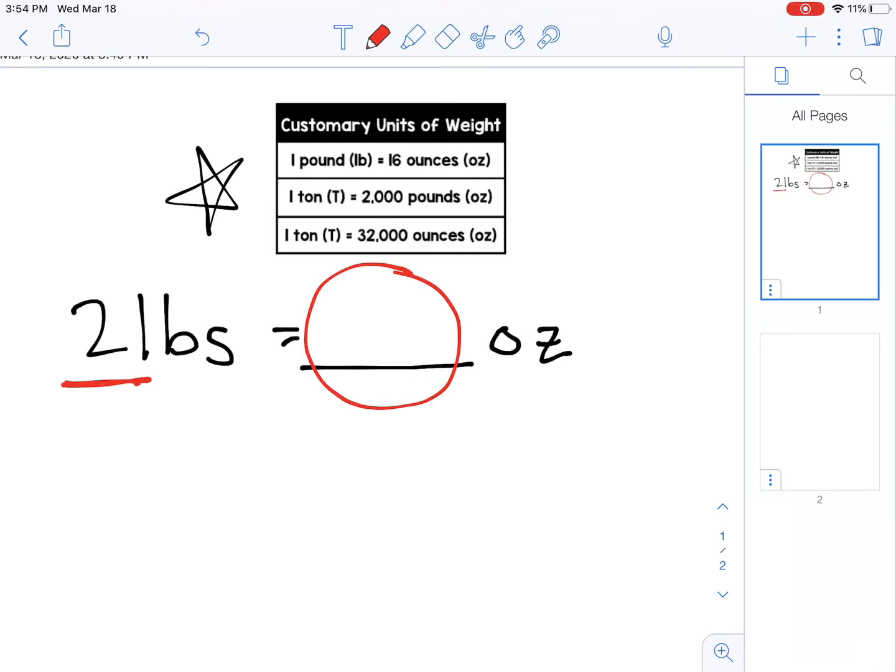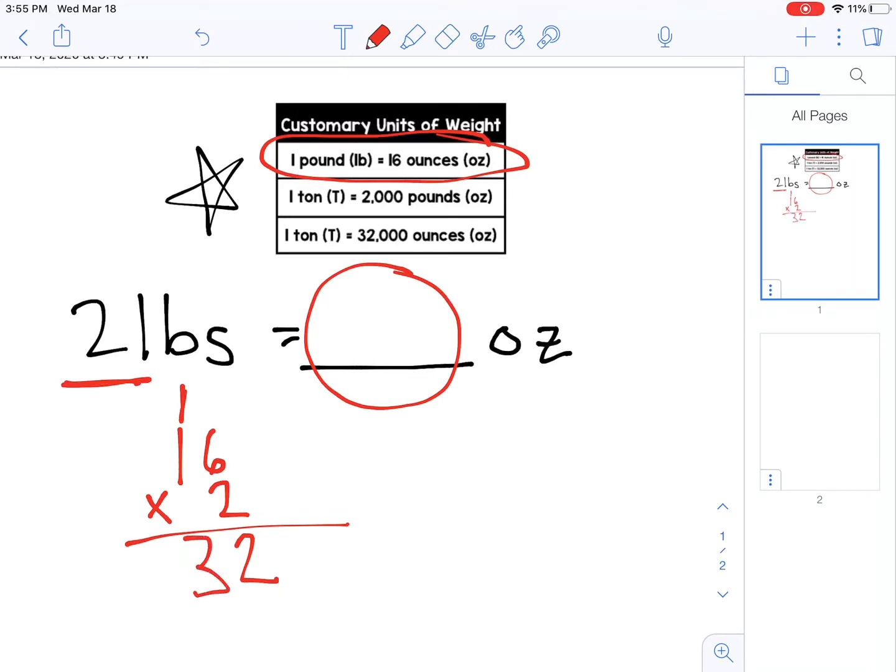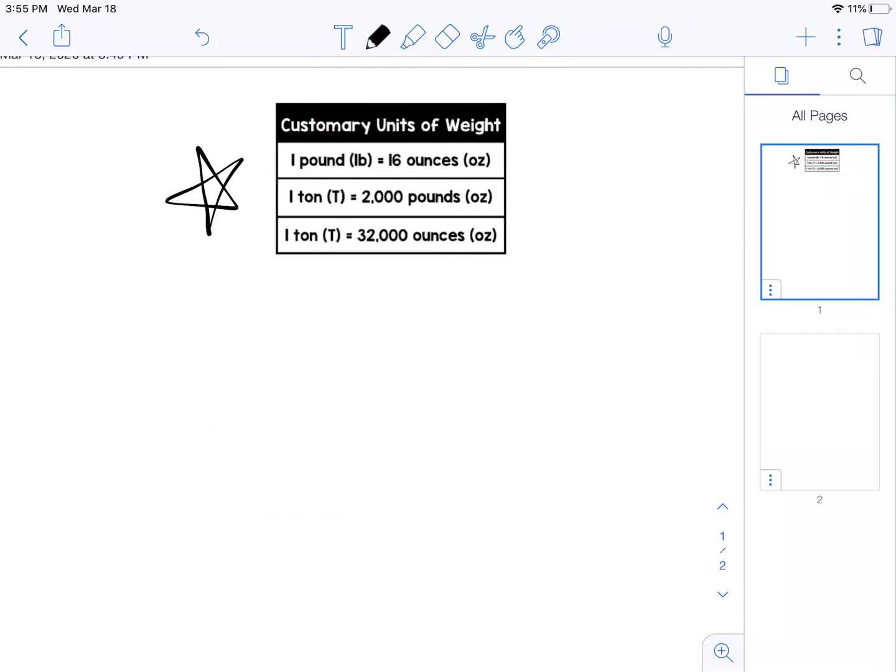So all we need to do, because here it is right here, the conversion we're looking at, we just have to do 16 times 2 equals however many ounces. 6 times 2 is 12, 2 times 1 is 2, plus 1 is 3. So we know that there are 32 ounces in 2 pounds. So far, not too hard. Let's move on to the next one.